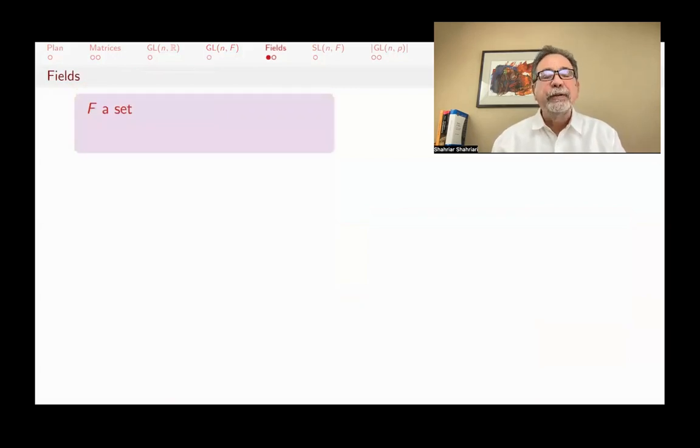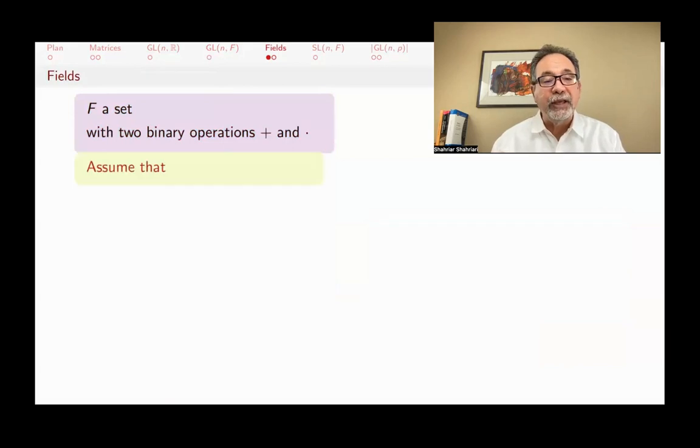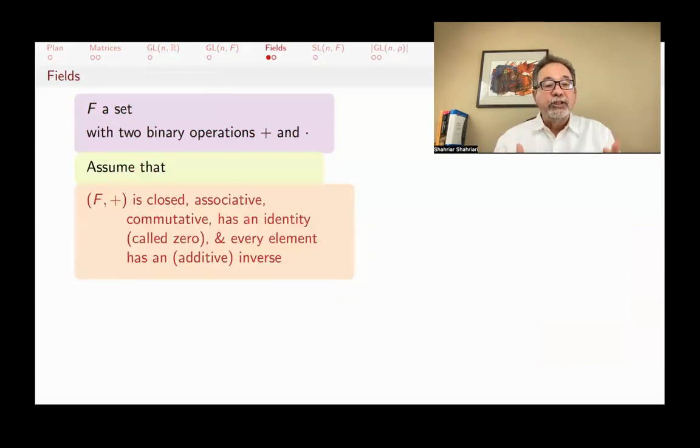What is a field? F is a set. It has two operations, plus and multiplication. Assume that with plus, you have closure, you have associativity, you have commutativity, and you have an identity, which we call 0. And every element has an additive inverse. In other words, with plus, you have a commutative group.